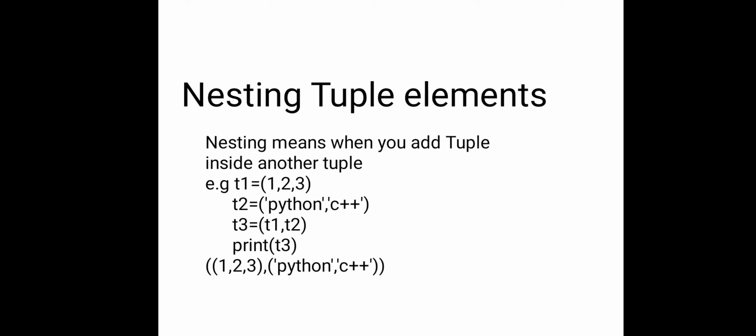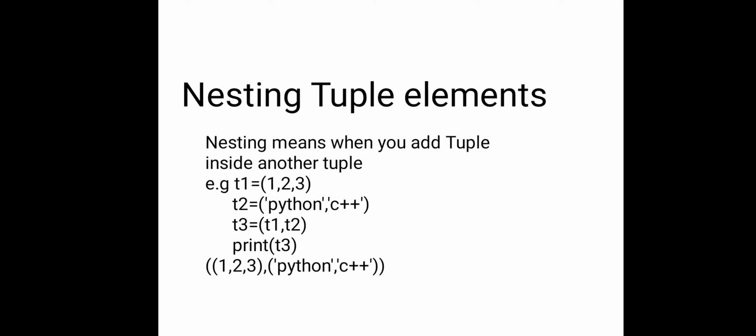Then nesting tuple elements. Nesting means adding a tuple inside another tuple. For example, we have a tuple T1 with the values 1, 2, 3. The next tuple is T2, and it has the values 'Python', 'C++'. We are taking string values here, that's why we have included them in single quotes.